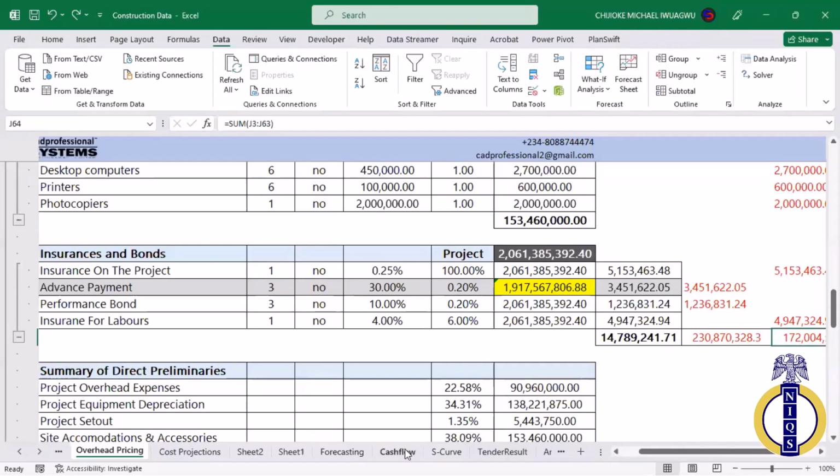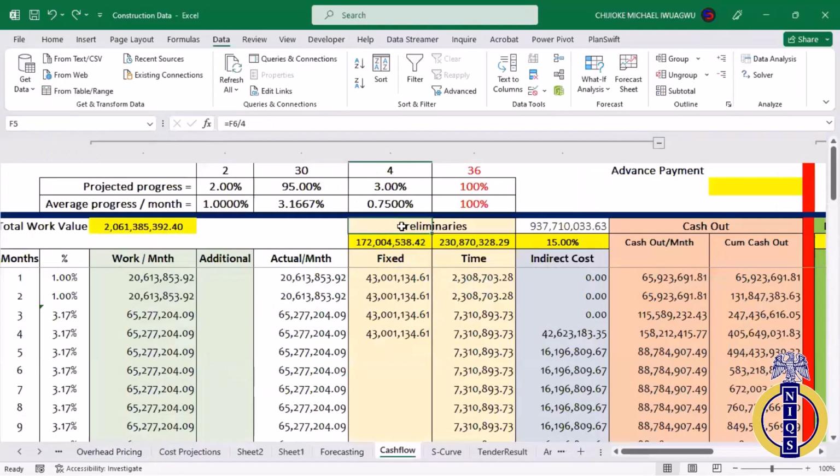So if you come under my cash flow now, I created my preliminaries also. And then I imported that figure from my overhead. Under my fixed preliminaries, I have 173 million, and under my time related, I have 230 million.